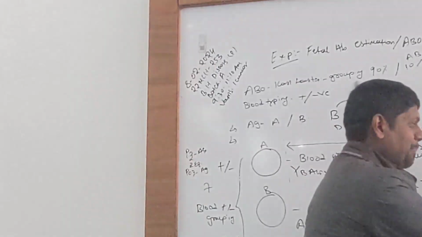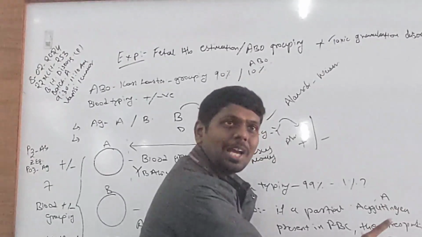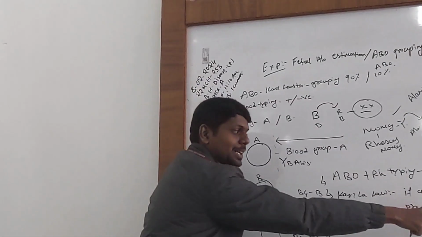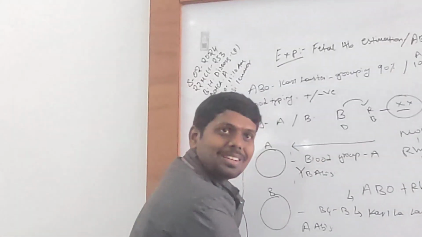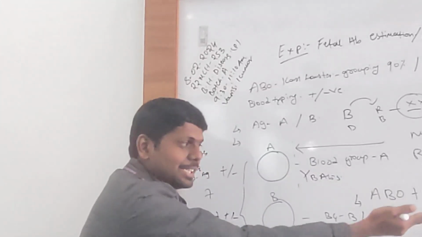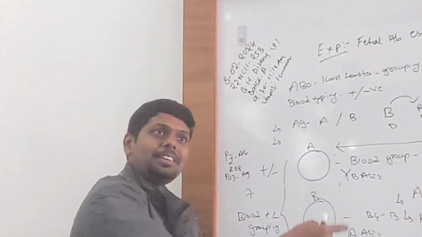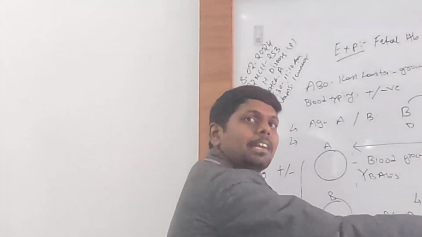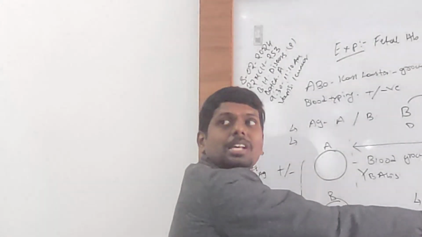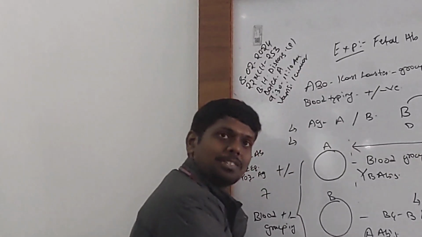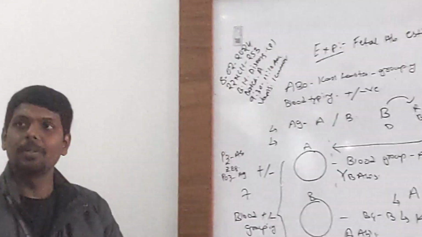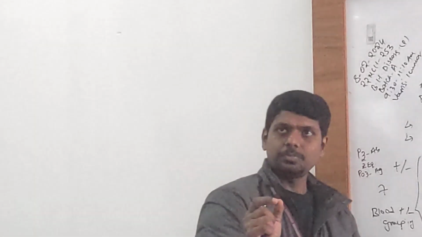What he said: if an antigen is present, the corresponding antibody must be absent. Here we have both the antigens, so both the antibodies are absent. That's why there are no antibodies in this group. That is the law, right? Antigen is there, means the corresponding antibody must be absent. Since there are no antigens, antibodies are present. Okay, simple.